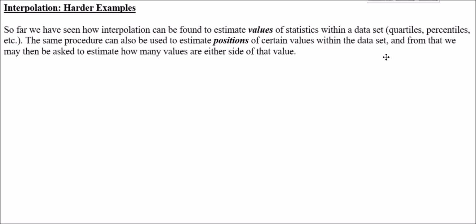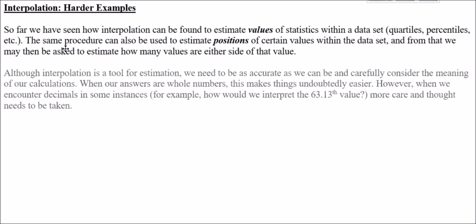But once we work out a position, whether it be the 1st, 2nd or 27th within a data set, what we might be asked from that is to estimate how many values are at either side of the value we've found. So although interpolation is a tool for estimation, we need to be as accurate as we can be and to carefully consider the meaning of our calculations. This is particularly important when we're working out the position of a data value.